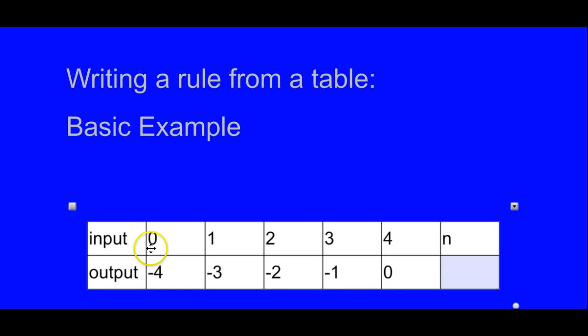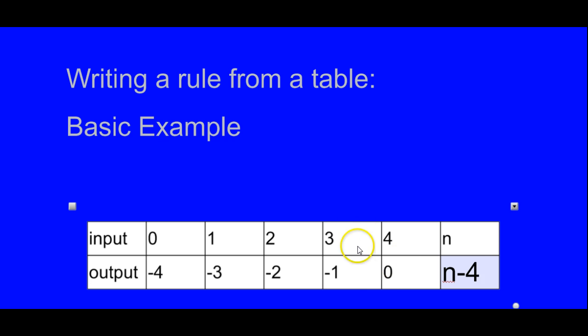Most of you are going to be able to look at this and say 0 to -4, 1 to -3, 2 to -2. Every time I take the value on top, which is n, and subtract 4. A lot of you can do that very quickly and see that fairly easily. And so that's all we're doing when we're writing a rule, is we're trying to come up with, how did I go from the top to the bottom every single time?